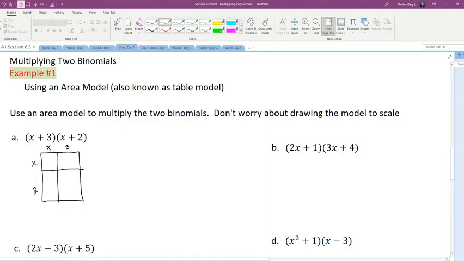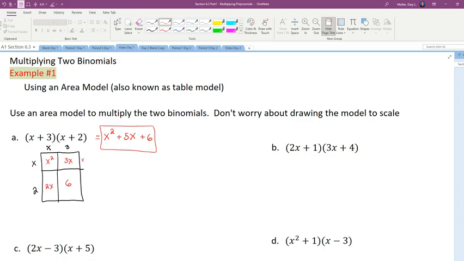So x times x is x squared. 3 times x is 3x, because this is still x here, right? X times 2 is 2x, and 3 times 2 is 6. Therefore, the area is going to be x squared. I have a 3x and a 2x, which adds together to be 5x, and then I have a 6. So the answer to the multiplication question is x squared plus 5x plus 6. Okay, so try the next three on your own and then resume the video to see if you got it right.